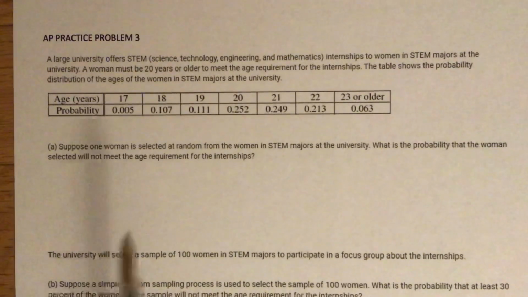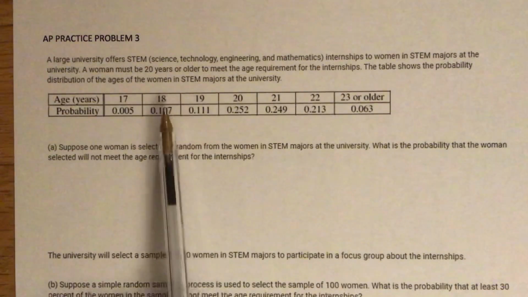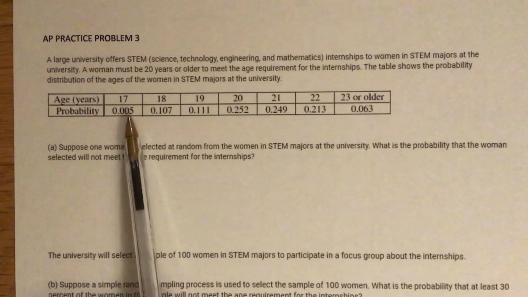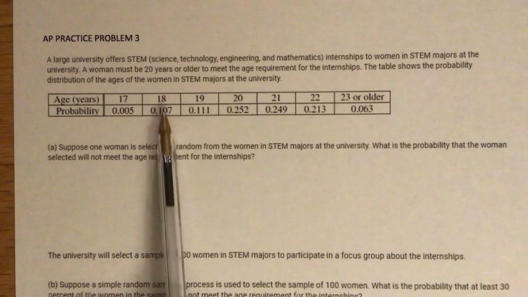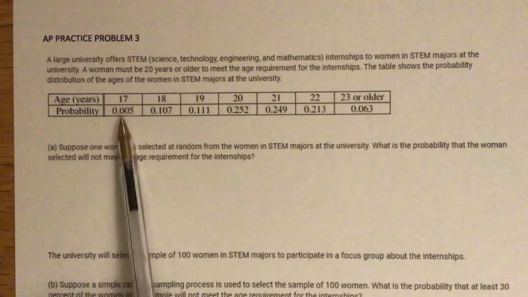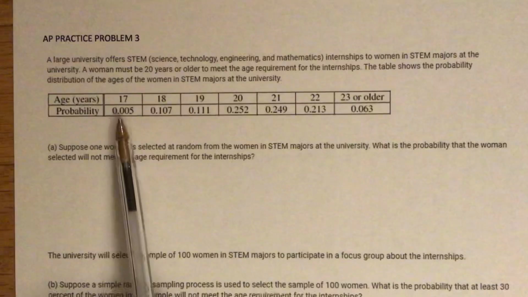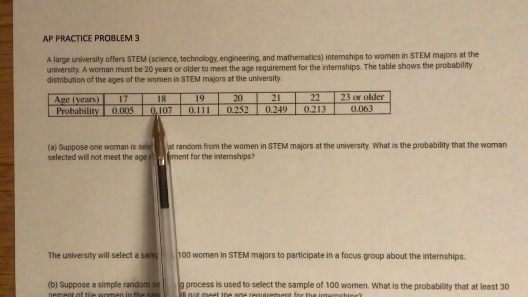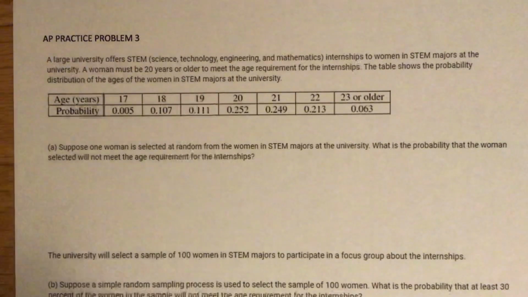There are 3 categories here that are under 20. Someone who's 19, someone who's 18, someone who's 17. Now, these are mutually exclusive categories. It's not like you can be both 19 and 17 at the same time. So the good news is you can just add these together and get the probability. So add this to this to this, and I believe that totals 0.223. So you could say you have a 22.3% chance, or just say 0.223 is the probability that you get a woman who will not qualify.